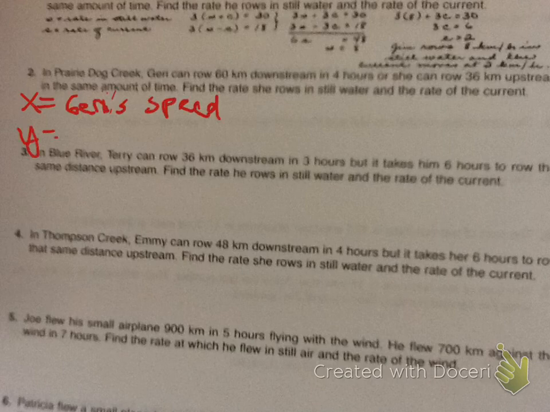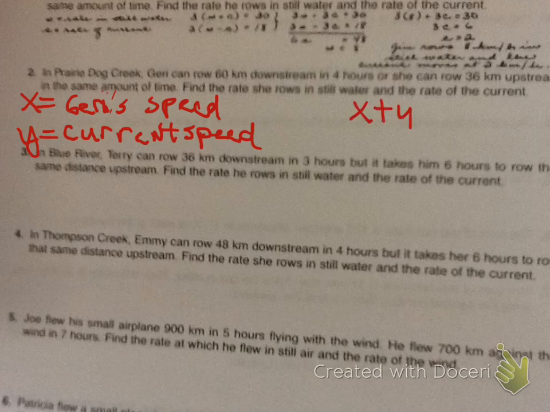You can see on number 2 about Prairie Dog Creek, Gary can row whatever. Okay, so x would be Jerry's speed, or Gary's speed, I think it's Jerry. And y would be the current speed, the water speed. When I say current, that's actually water speed, but we'll put here current speed. So the first thing I would want to do is write x plus y and x minus y. Just write those automatically.